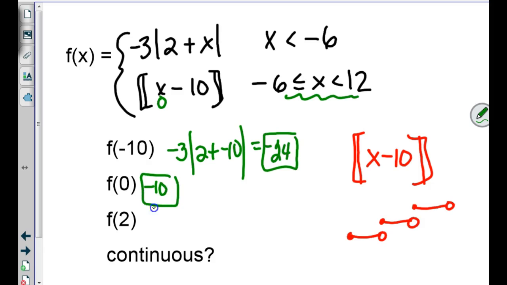Okay. Put a 2. This is a bad example. Put a 2 in. It's this rule again, right? So 2 minus 10 would be negative 12, and that is an integer. All right. Let me do a couple examples.